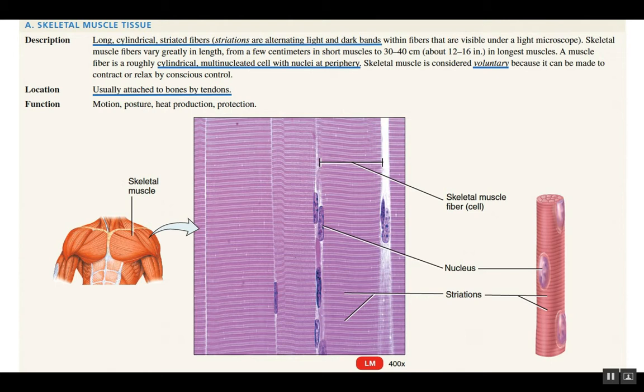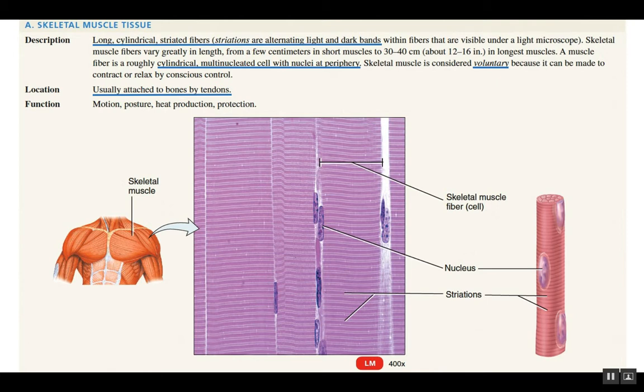The shape of the cells varies. Looking at this drawing, this is a long, cylindrical shaped skeletal muscle cell. So long and cylindrical. When we get to cardiac muscle, those cells are more branched. And then when we get to smooth muscle, the cells kind of come to a point on each end. So the shape of the cell is different.